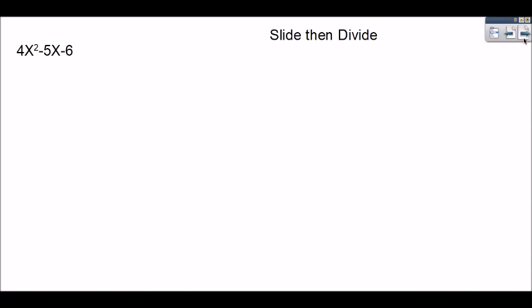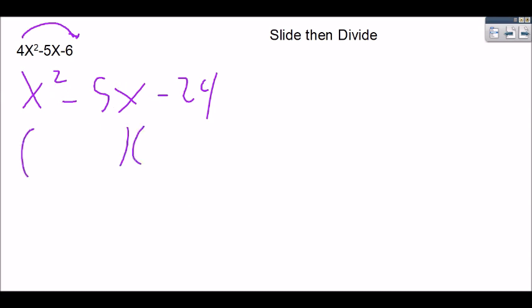My last strategy is slide, then divide. So the first thing we're going to do is we're going to get rid of this A term because it's making it complicated. So what I'm going to do is I'm going to take it from here and slide it to the back. So now I'm going to have x squared minus 5x minus 24. Then I'm going to say, hey, can I factor that? And my combos that get me to it are x and x to get me to x squared, and then negative 8 and 3 get me to negative 5. So we have done the slide, now we have to divide.